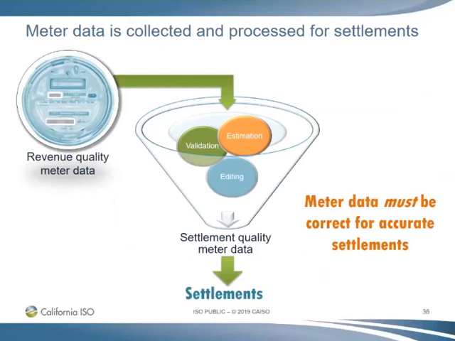Settlement quality meter data is acceptable for entities external to the ISO BA. The metering timeline for data submission is on the next slide. An annual self-certification process is in place to ensure that metering is accurate.